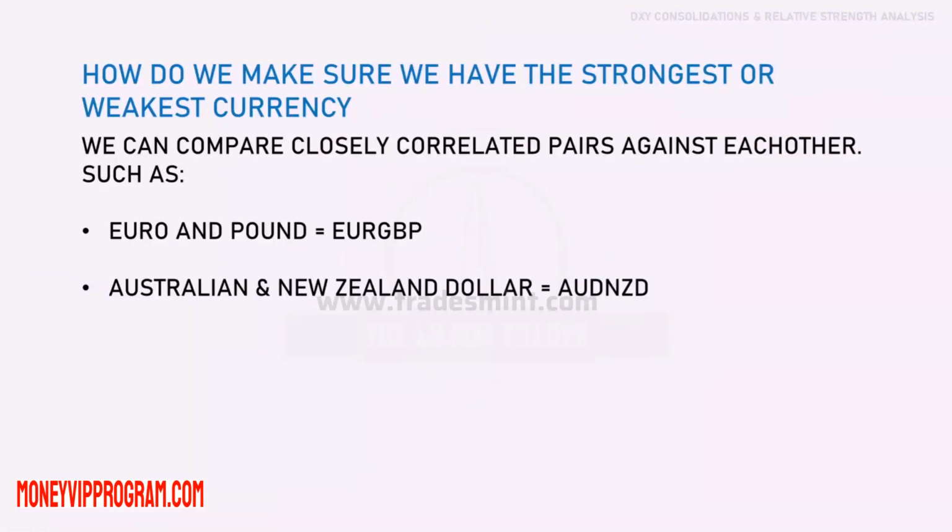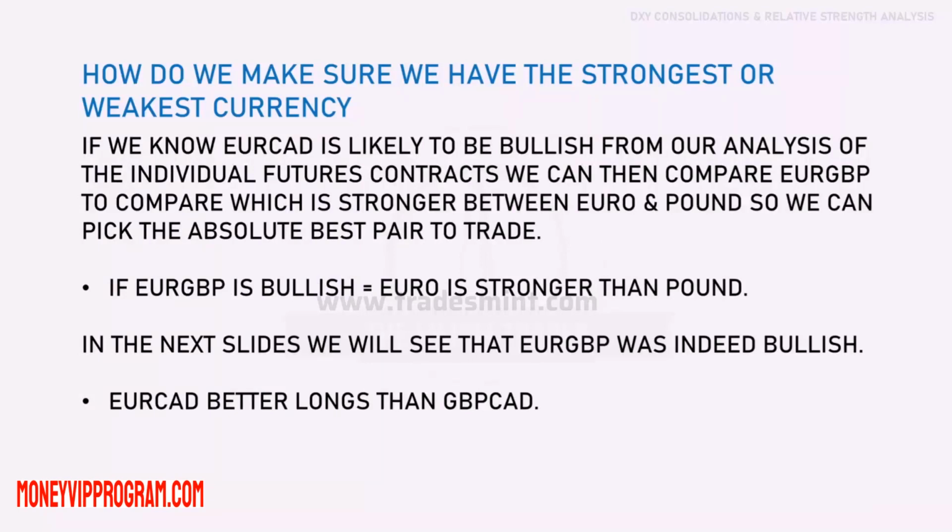So now how do we make sure we have the strongest or the weakest currency? We can compare closely correlated pairs against each other, such as the euro against the pound, the Euro GBP, or Australian dollar versus the New Zealand dollar, which is AUD NZD. If we know EuroCAD is likely to be bullish from our analysis of the individual futures contracts, we can then compare Euro GBP to see which is stronger between the euro and the pound, and then we have the pick of the absolute best pair to trade.